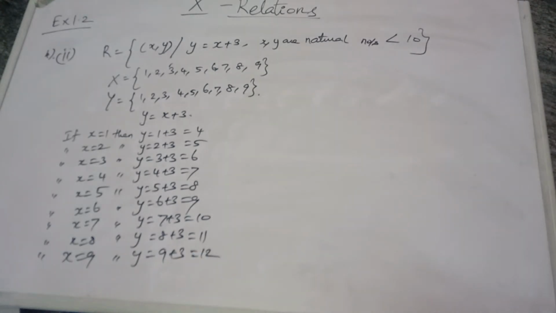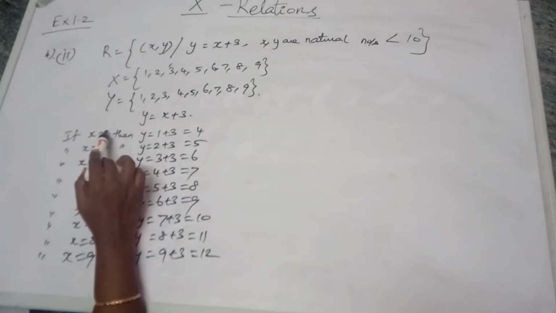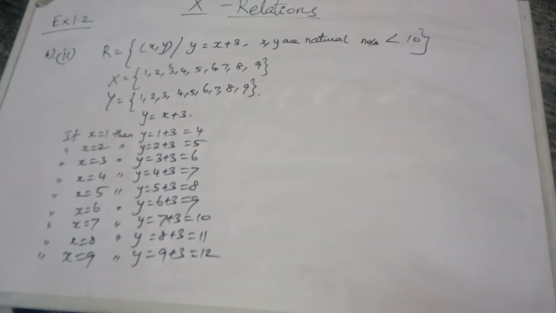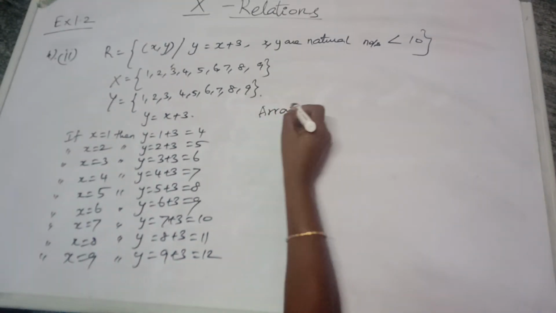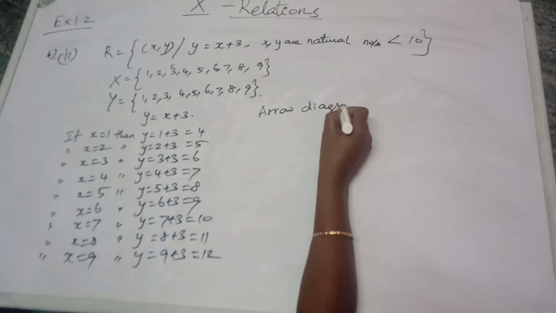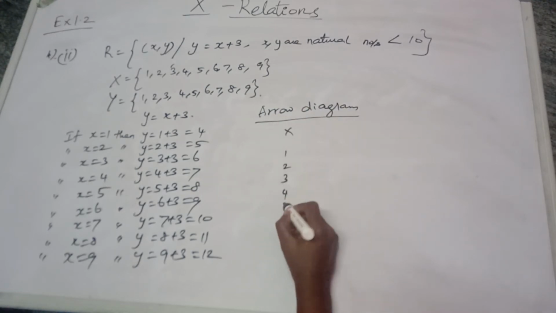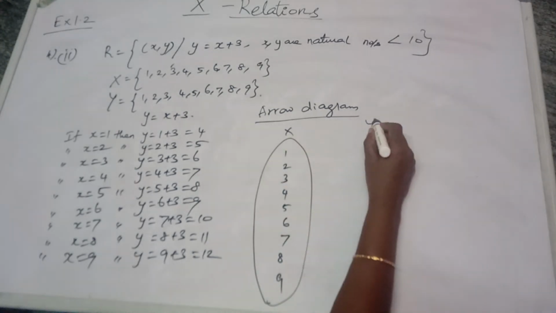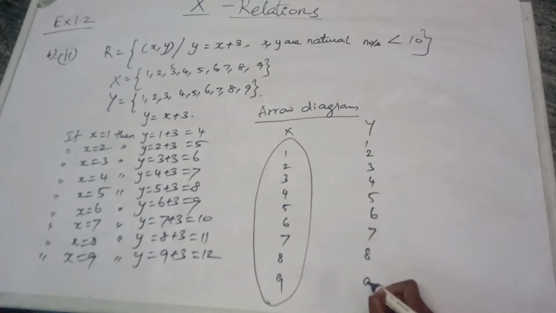Okay. So now we know how the elements in the first set are related to the elements in the second set. Now we are going to see the arrow diagram first. Here x is 1, 2, 3, 4, 5, 6, 7, 8, 9, and then the y set is 1, 2, 3, 4, 5, 6, 7, 8, 9.